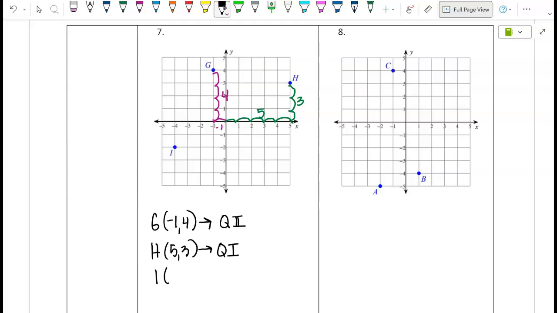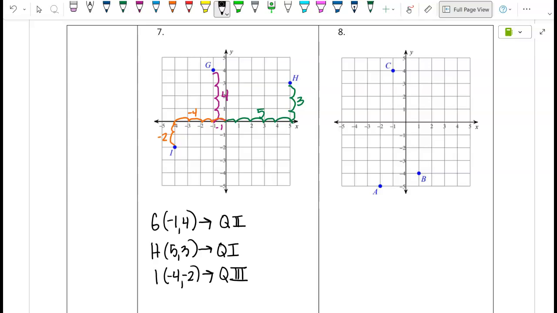And then we have point I. Maria, what is the ordered pair for point I? Yeah, so we go 1, 2, 3, 4. So there's our -4. And then we go down 2 for -2. So -4, comma -2. And Melanie Jasso, what quadrant is point I located in? Quadrant 3.